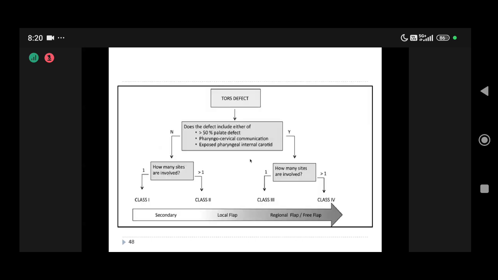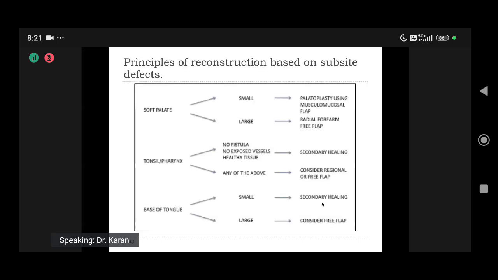So just to briefly tell you, if you have a TORS defect with more than 50% palatal defect, or a posterior pharyngeal wall resection, or a communication with the neck, these are the patients who will need some form of reconstruction. If your carotid is exposed in the bed of the resection, these patients will also need reconstruction. It can be a local flap, a regional flap or a free flap, depending upon the expertise available and the amount of defect you need to cover. So it's not that all transoral robotic surgery defects can be left to heal secondarily. Bigger defects will need some form of reconstruction.